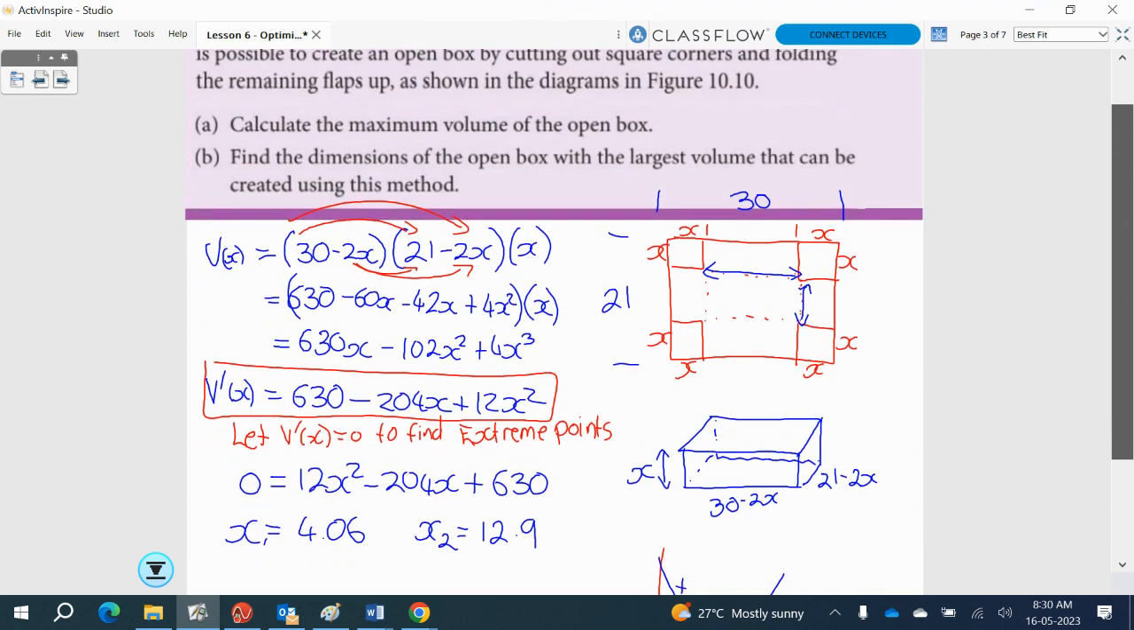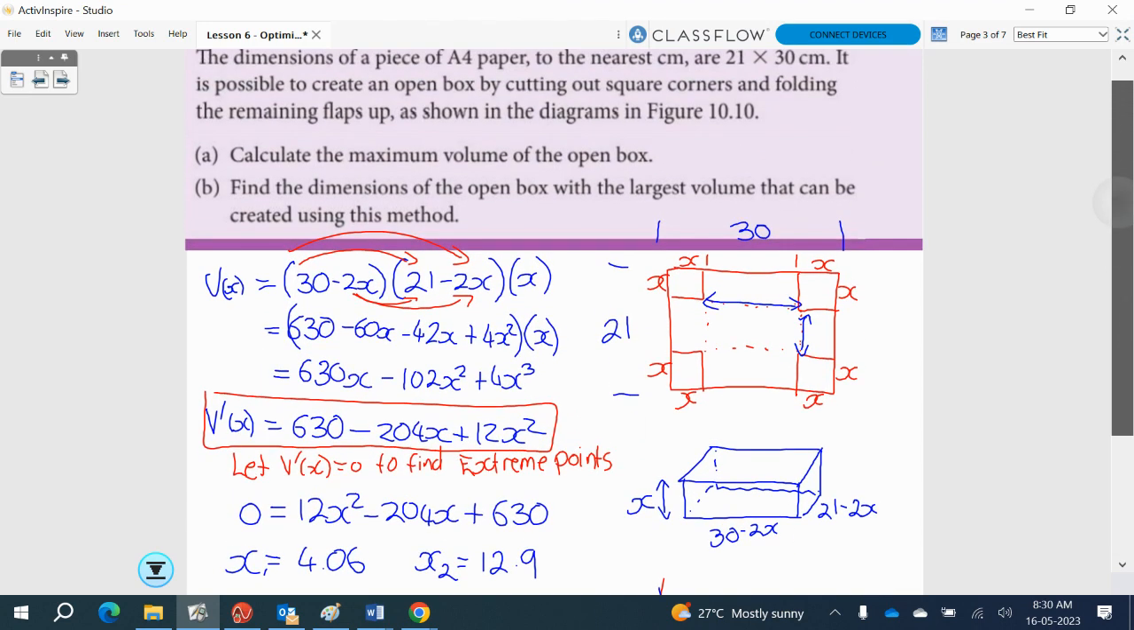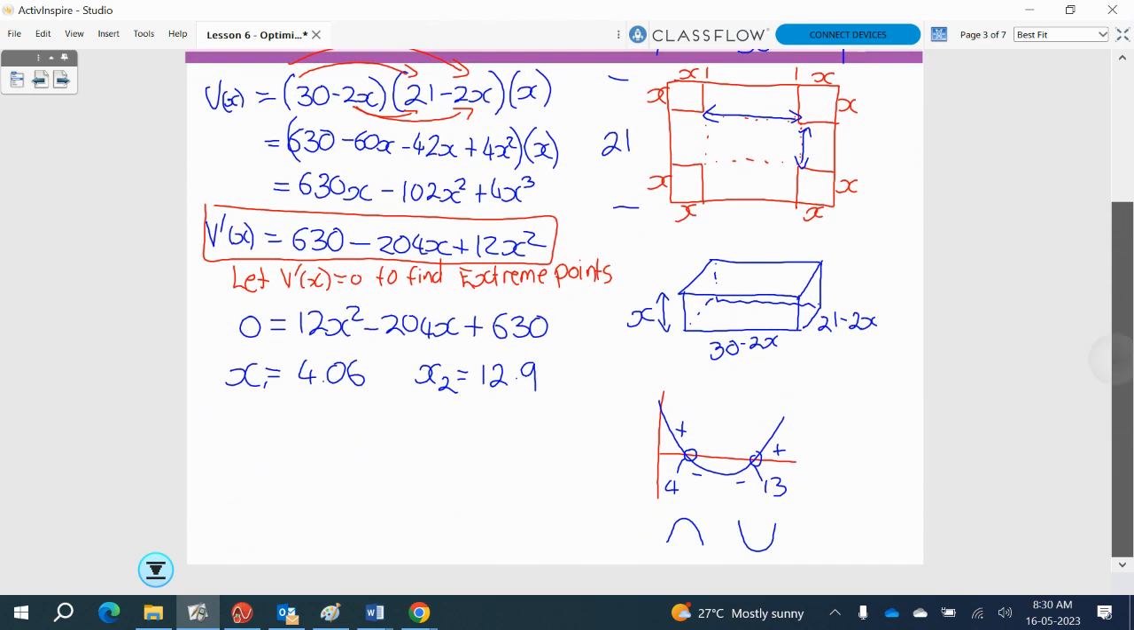This question is not structured to force you to do that, but we need to calculate the maximum volume of the box. We know it occurs here. We have a function there. So we need to find V of 4.06. So let's have a little look. We can put that into the function.